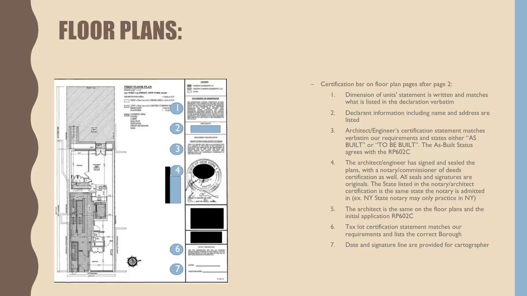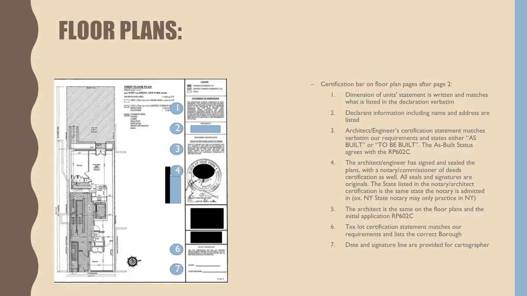Certification bar on the floor plan pages after page 2. 1. Dimensions of units statement is written and matches what is listed in the declaration verbatim. 2. Declarant information including name and address are listed. 3. Architect or engineer's certification statement matches verbatim our requirements and states either as built or to be built. The as-built status agrees with the Form RP602C.